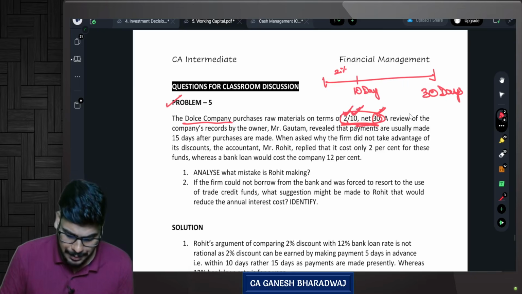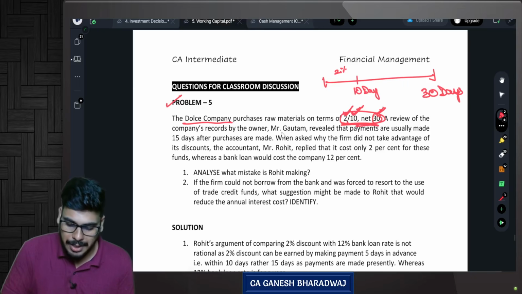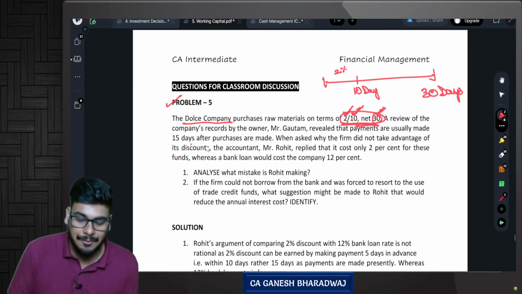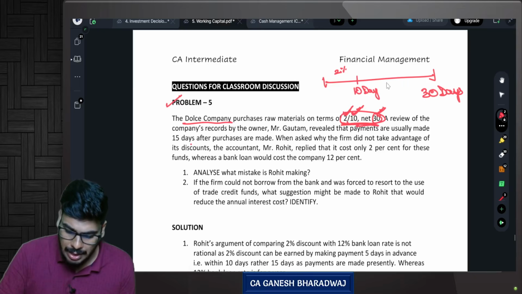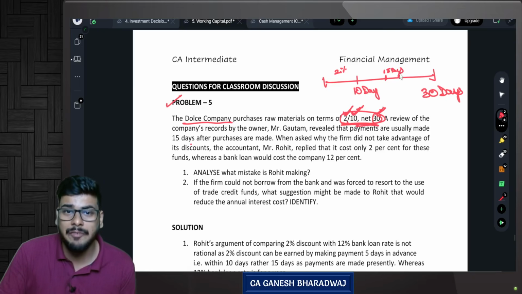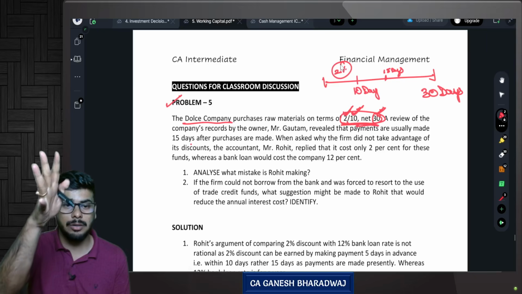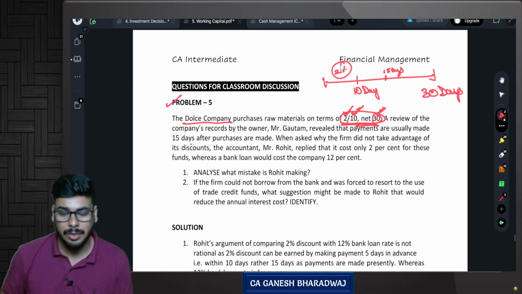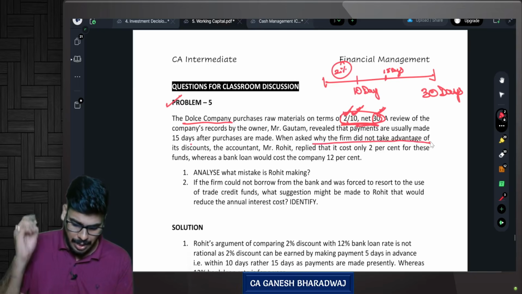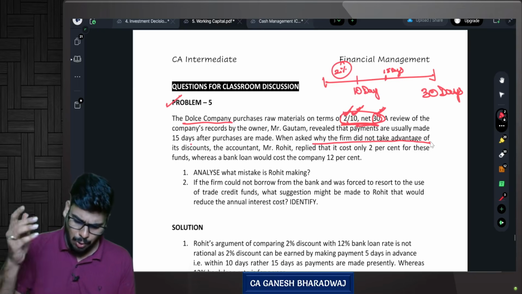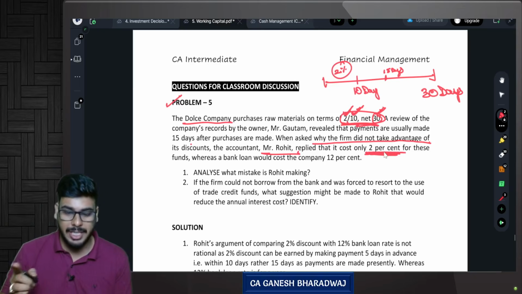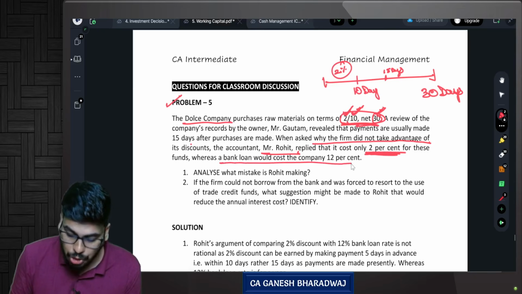This is the meaning of these 4 words given here, 2 by 10 and 30. Clear with this, guys? Now, a review of the company's records by the owner, Mr. Gautam, revealed that payments are usually made 15 days after the purchases are made. So generally the company is making the payment after 15 days only, which means are they enjoying this cash discount? No, they are not enjoying this cash discount, right? Now look at this. When asked why the firm did not take advantage of its discount, the accountant, Mr. Rohit, replied that it cost only 2% for these funds, whereas a bank loan would cost 12%.